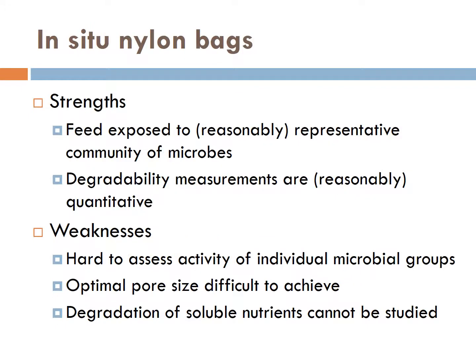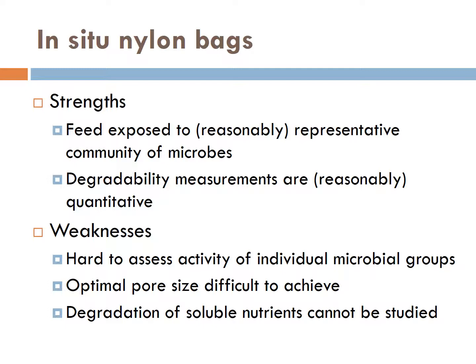The strength of this technique is that the feed is exposed to a reasonably representative community of microbes, the full community of the rumen. Another strength is that degradability measurements are reasonably quantitative. Because we're exposing the feed to a representative community of microbes and conditions that are representative of the rumen, the degradability measurements are reliable. The weakness of the bags is that it's hard to assess the activity of individual microbial groups. We're exposing the substrate to everything in the rumen.